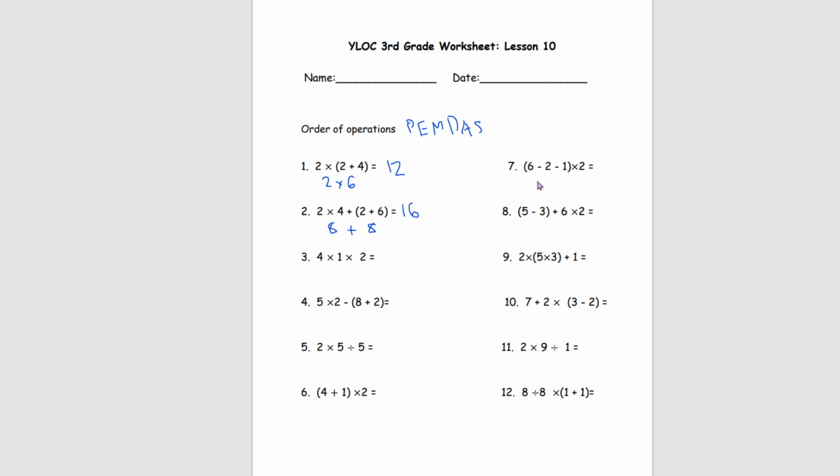Over on this side, we have 6 minus 2 minus 1 times 2. And 6 minus 2 minus 1 are in the parentheses, so we just subtract them, and we get 3. Then we multiply it by 2, and we get 6. For number 8, we have 5 minus 3 plus 6 times 2. We subtract first because they're inside the parentheses, so we get 2. Then we add 6 times 2, which is 12. And then we get 14 as our answer.